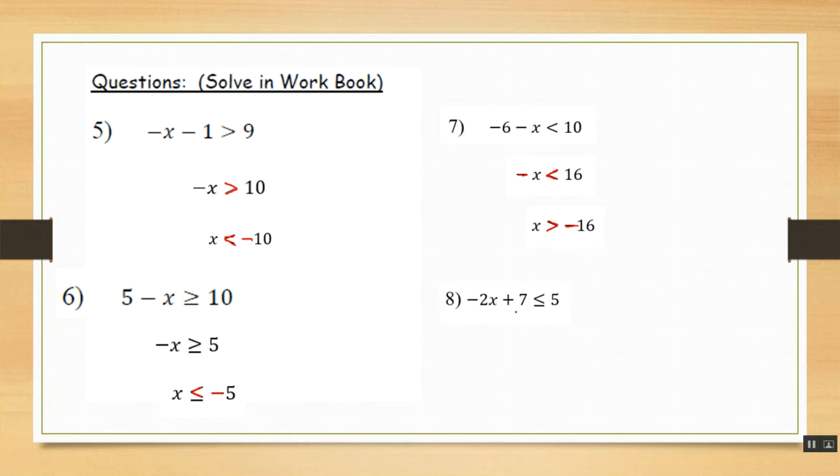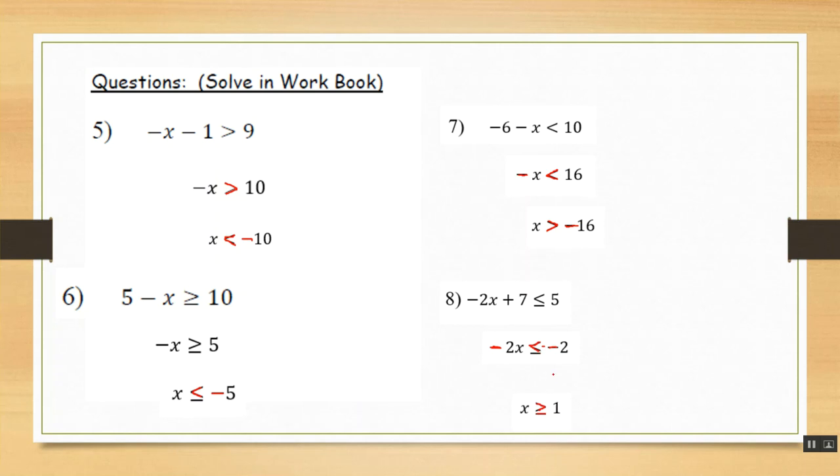Next one, minus 2x plus 7 is less than or equal to 5. Take away 7 from both sides. 5 take away 7 is minus 2. And then here, the negative is going to change sides, which is going to give us a negative negative, which is a positive, and the inequality is going to change direction. So we get x is greater than or equal to 1.